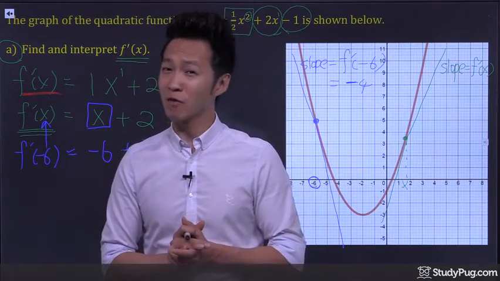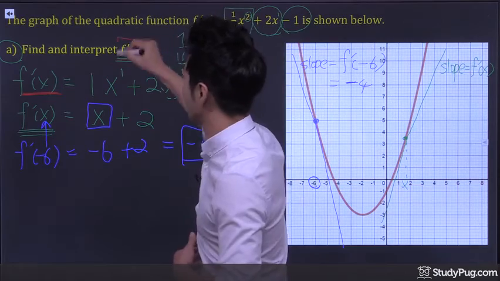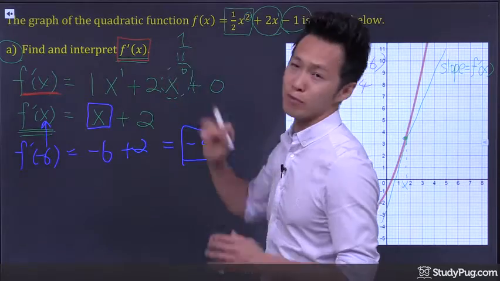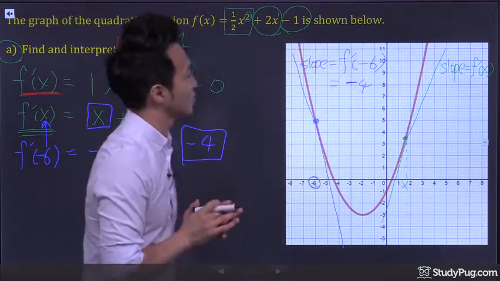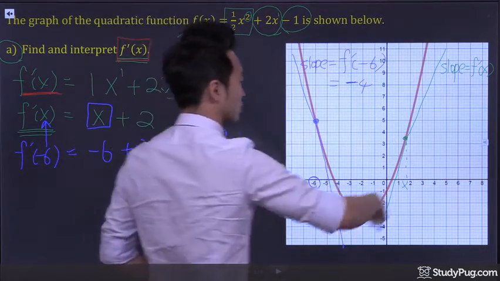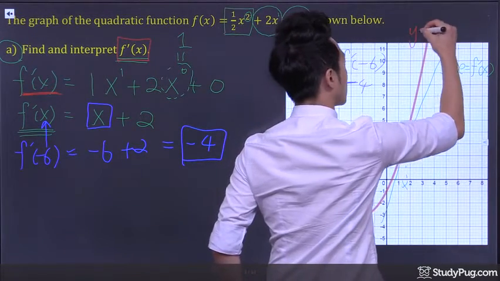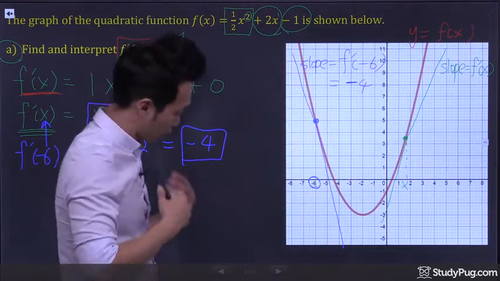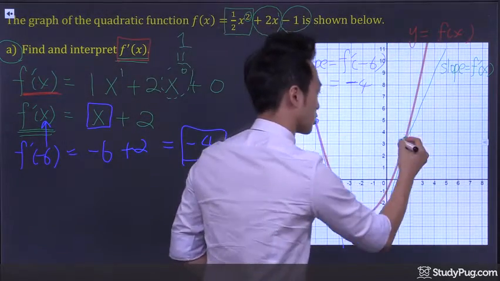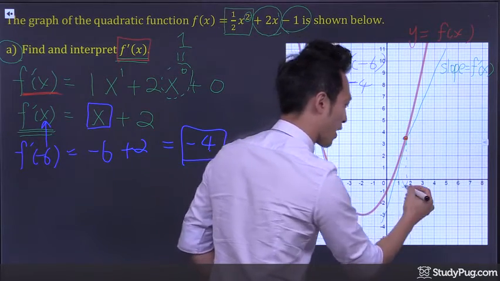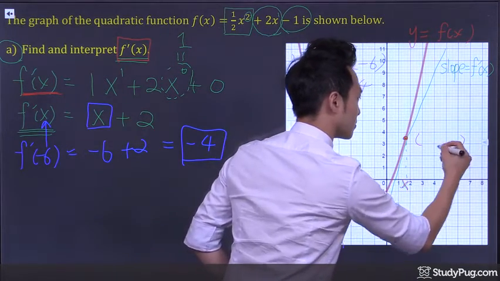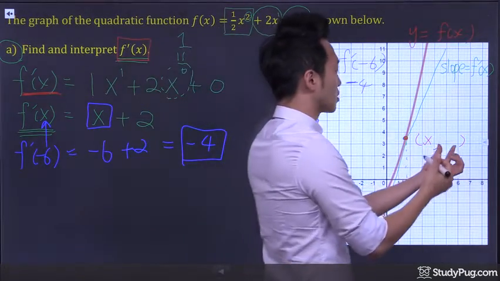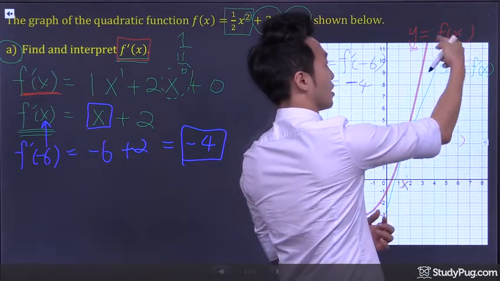Now that you guys have a good idea of the meaning of f prime of x, let's write down the official interpretation for f prime of x. So for any function, y is equal to f of x, if we pick a point on the function with a certain x value, of course, the y coordinate for the point would just be f of x, right?